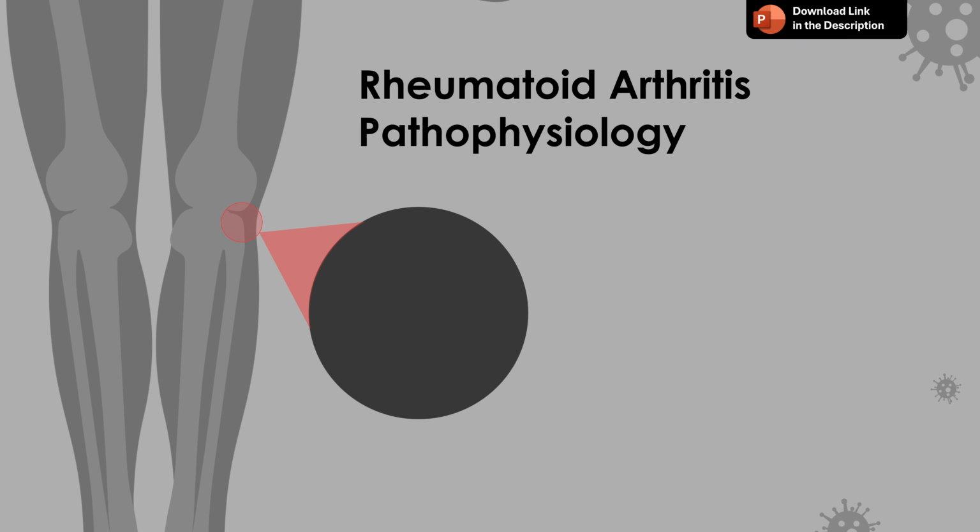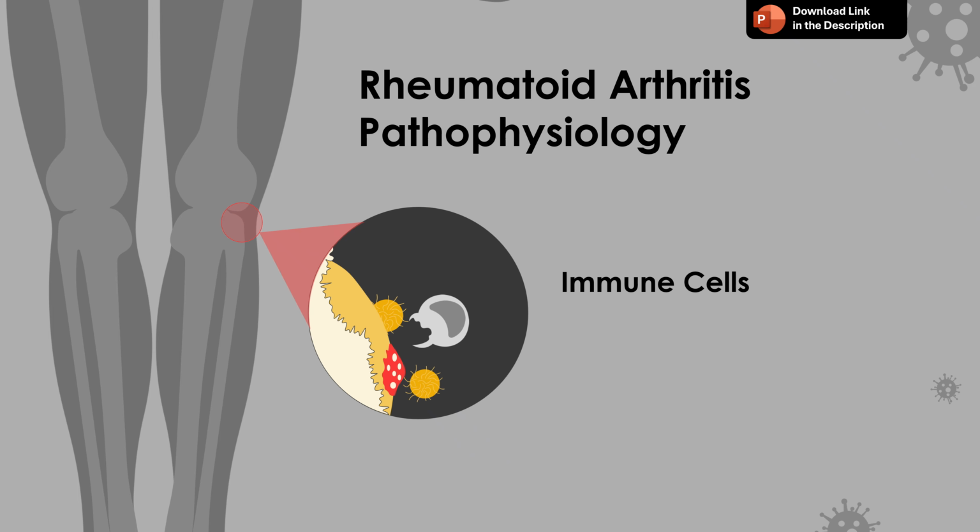In the affected joints, the immune system mistakenly attacks joint tissues. Key immune cells like T cells and B cells become overactive, releasing inflammatory factors such as TNF-alpha and IL-6. These factors cause swelling, pain, and damage to joints over time.